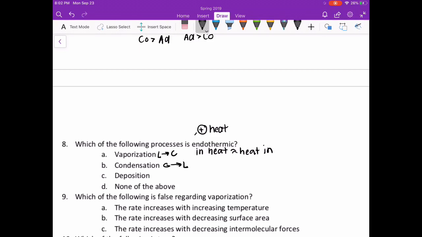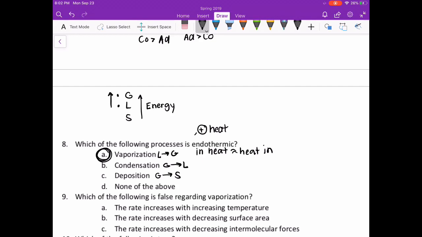So vaporization is liquid to gas; condensation is gas to liquid; deposition is gas to solid. Note that A is going from lower to higher, so that's going to be my endothermic. Up top I'm writing how energy flows. It's going to increase as I go from a solid to a gas, right? So right away I know it's going to be A. I'm showing my liquid to gas. It's going to be endothermic.